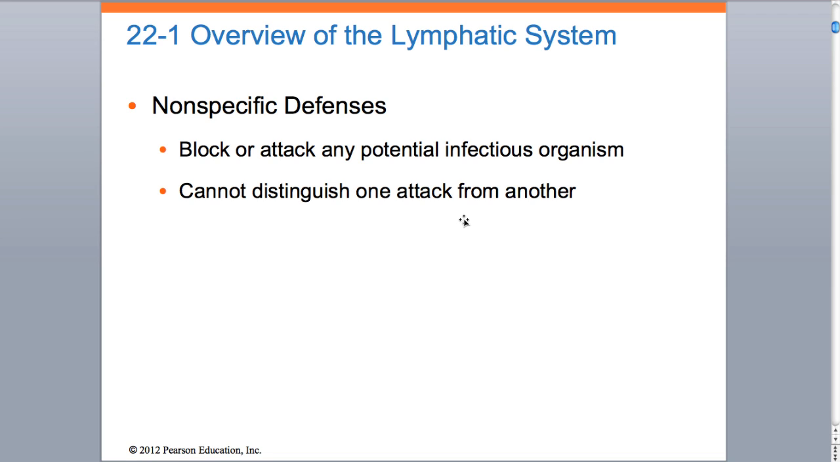Whereas in the case of true immunity of levels 3 and 4 with the word specific, they know exactly what they're going after. They're going after a specific marker on a specific antigen or a specific germ. Next slide.